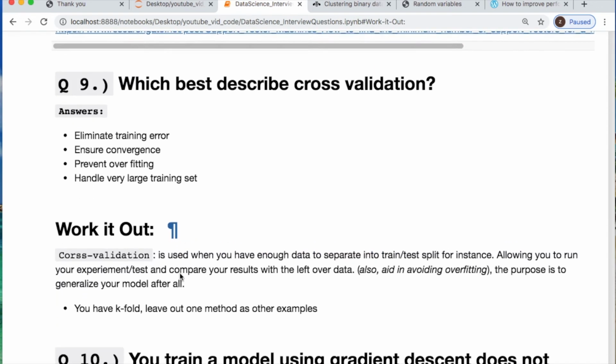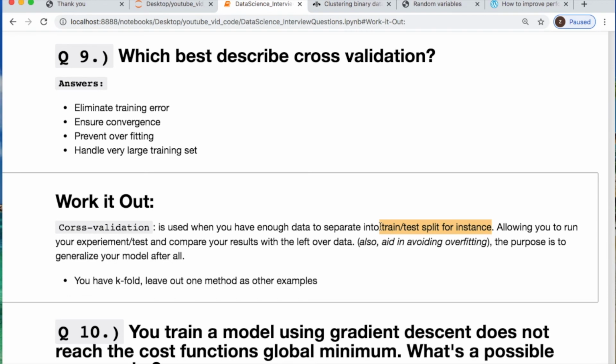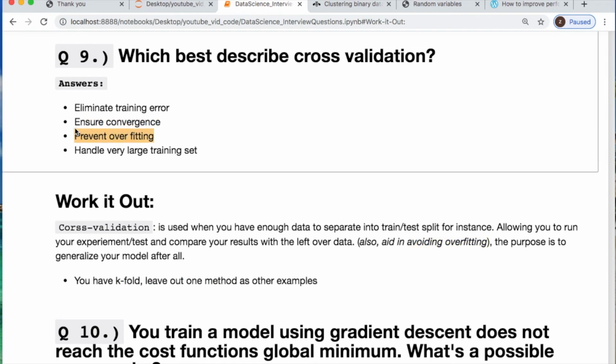Now, which best describes cross-validation? Well, this is very interesting because with cross-validation, you've got to remember you're doing your train test split or train test validate, and there's a few things going on with this. There's different kinds like the k-fold or the leave one out method that you can do. But in a gist, you're trying to avoid overfitting. And that's what I think I would choose here for my answer.